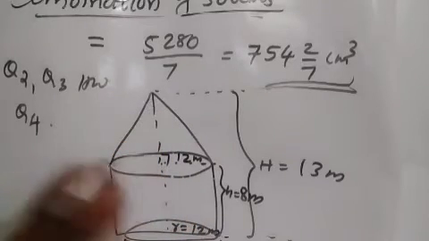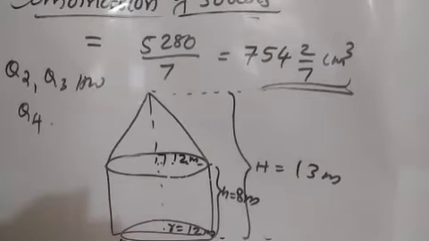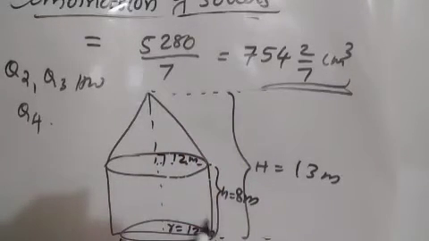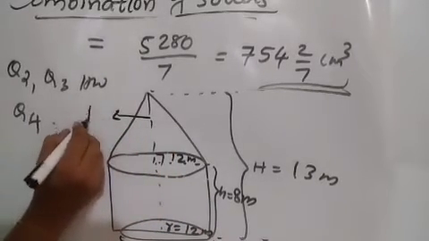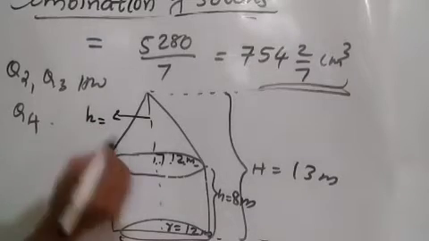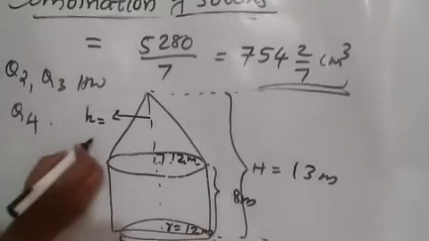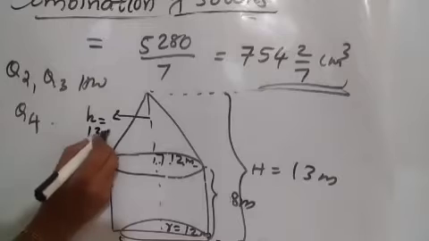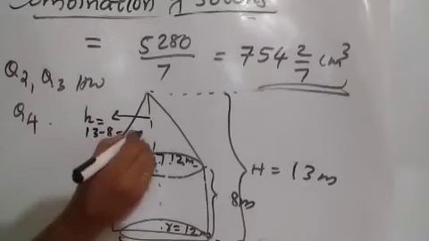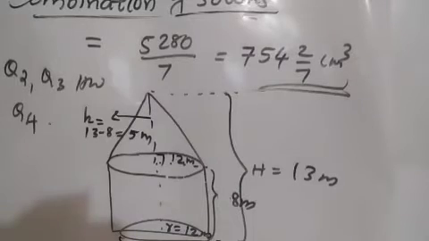And what about the height of the cone? How can we obtain the height of the cone? It is not given directly in the question. The total height of the tent is 13 and the height of the cylindrical portion is 8. So we can obtain the height of the cone as 13 minus 8. Here we can apply the 8 meters only. And what is the height of the cone? That is 13 minus 8, 5 meters. Okay, so we have the height and radius.